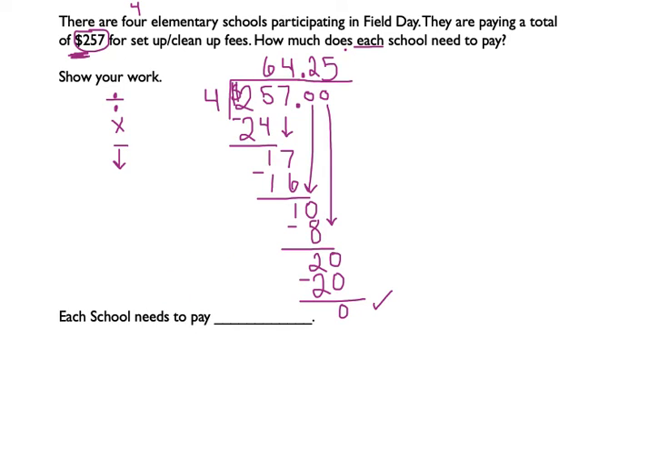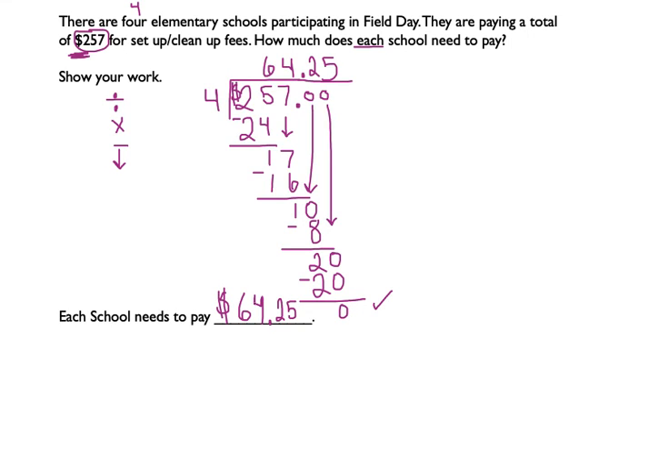I need to make sure I get my quotient, my answer, into the correct spot. Each school needs to pay $64.25. Remember, it's money, and to have a full response, you want to make sure you put in the units. So I'm going to put my $ sign.